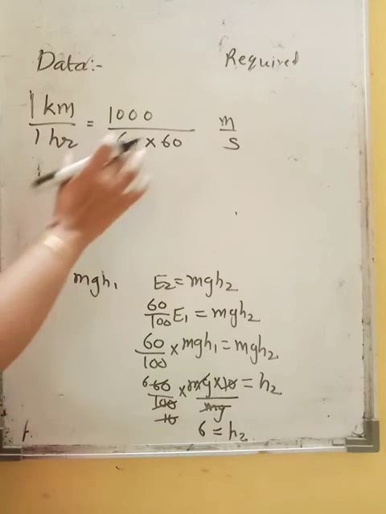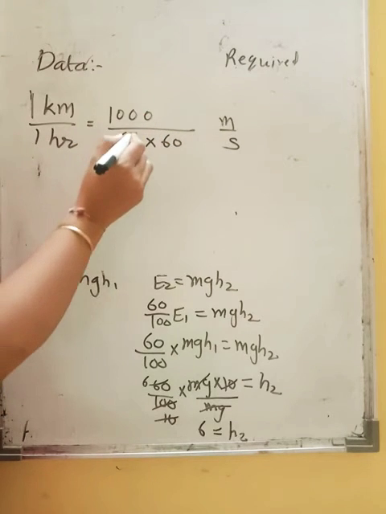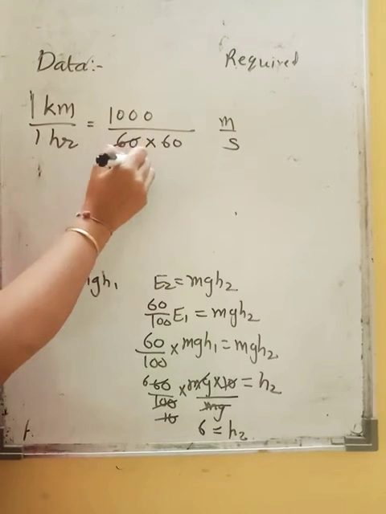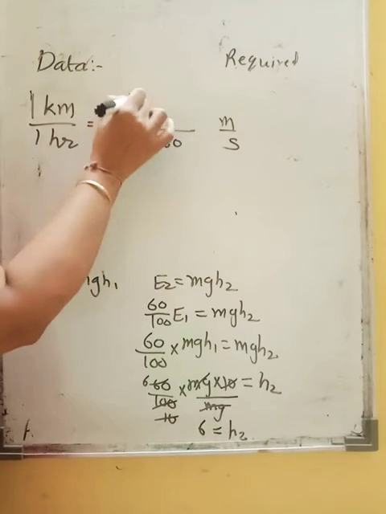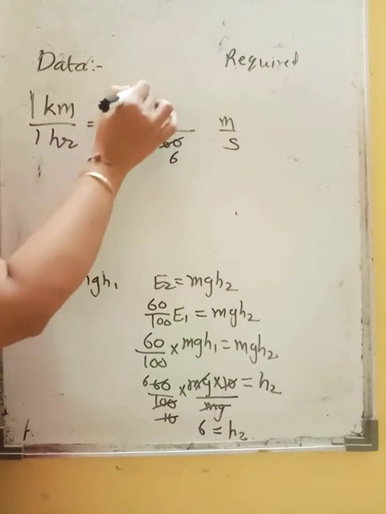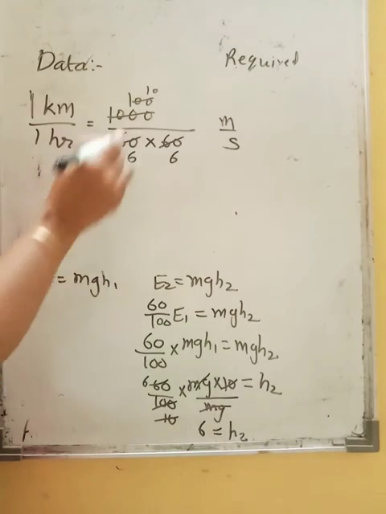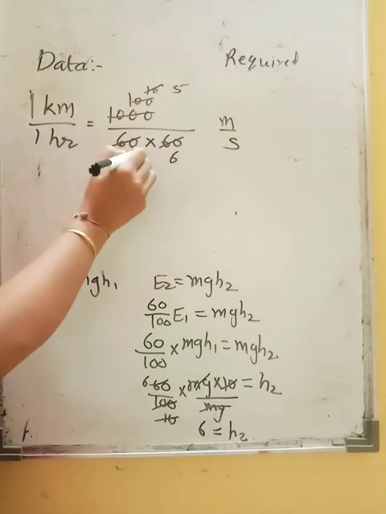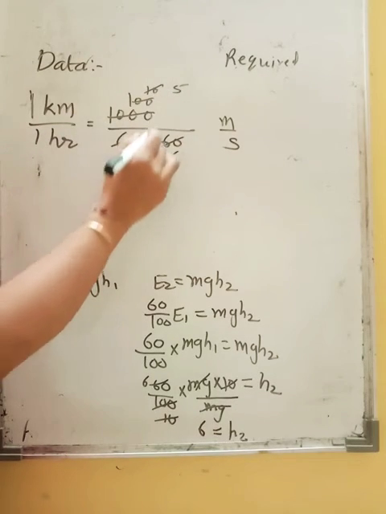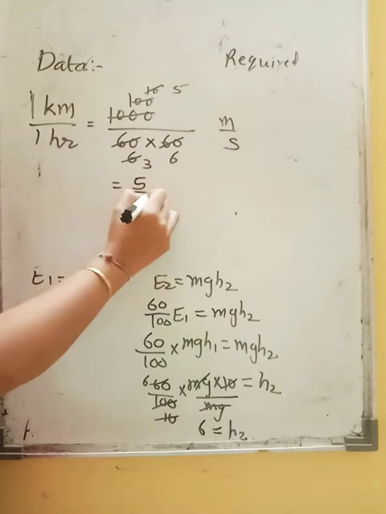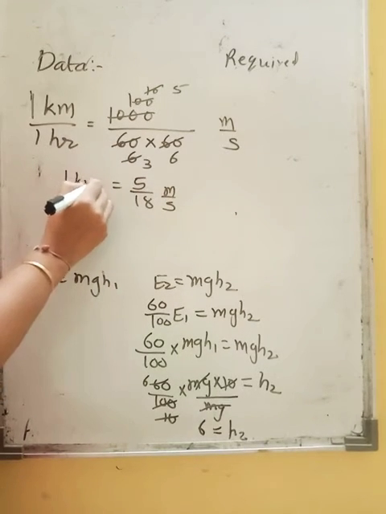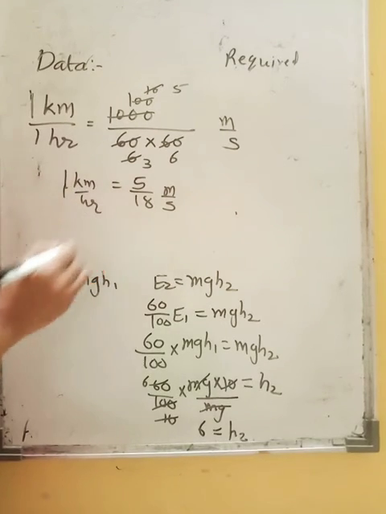meter per second. तो मैं क्या करती हूँ, पहले इसको ही सिंप्लीफाई कर देती हूँ. ओके, सो this here will come 6, here it will come 100. I am just cancelling 0 0. Then here also 10. Now half of 10 is 5, half of 6 is 3. So that is equal to 5 upon 18 meter per second. So children, 1 kilometer per hour is nothing but 5 by 18.